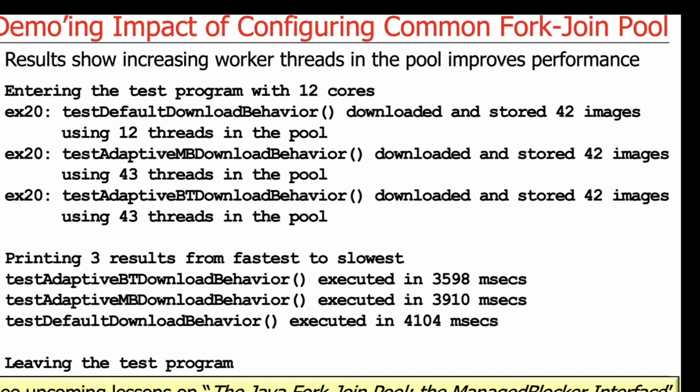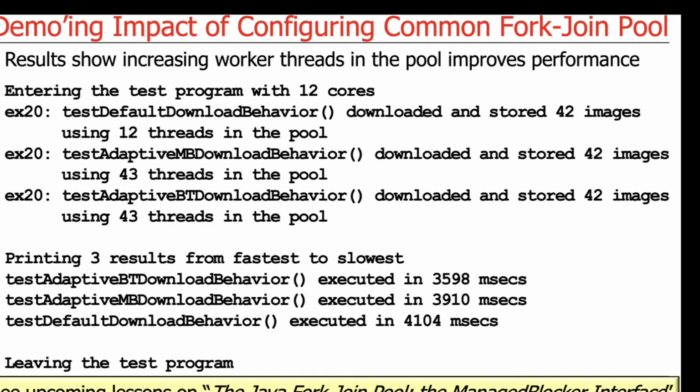So it'll download and store some number of images using 12 threads in the pool, because that's what the default was. This was running on an older MacBook than the one I have now, which only had 6 cores, now I have 8 cores. So you'll see a little different behavior when we run this in a minute.